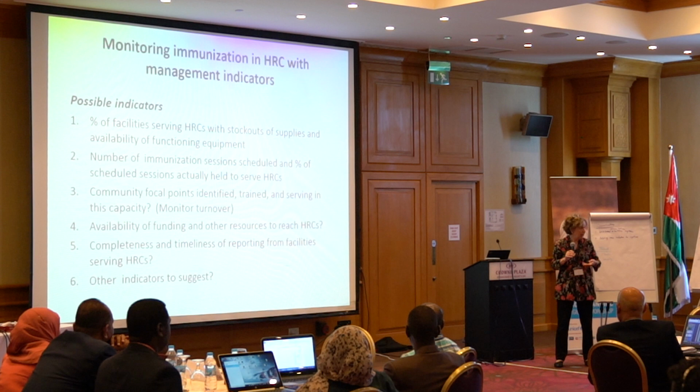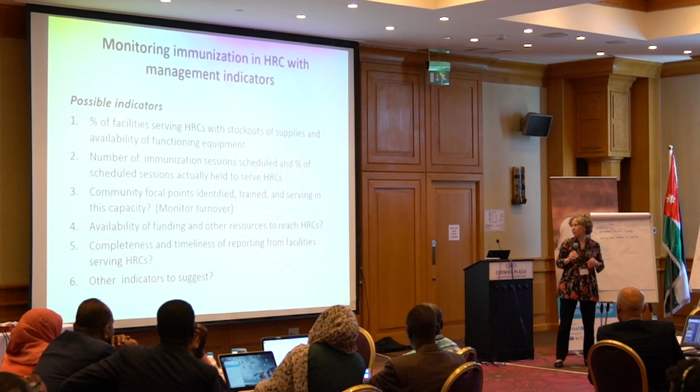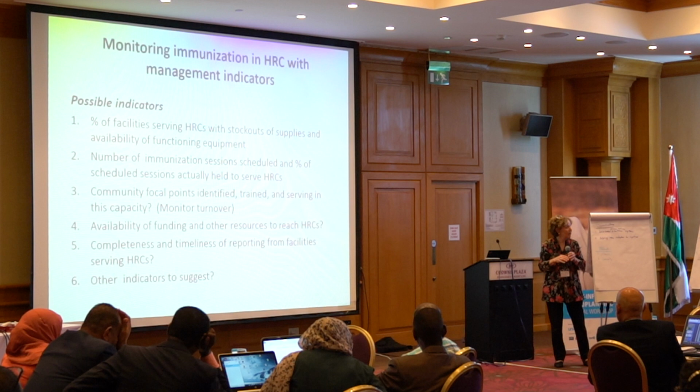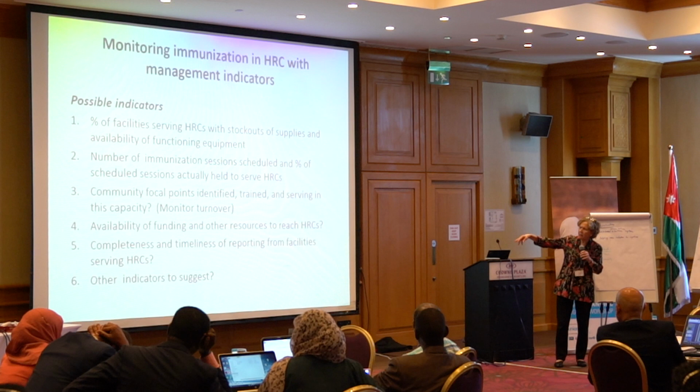Obviously, number four, the issue of availability and funding and other resources, including human resources, to reach high-risk communities is essential. Number five, the completeness and timeliness of reporting on coverage from facilities that serve those high-risk communities can also be used to help get a sense of whether the services for them are really functioning at the level needed.